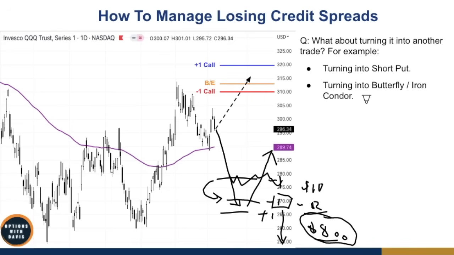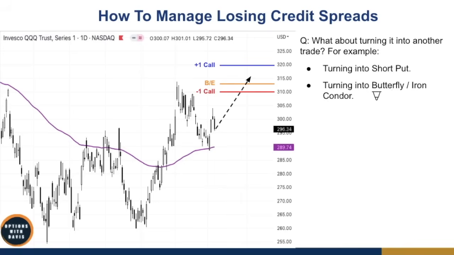Now, what about turning it into a butterfly or an iron condor? This is slightly different from the short put, because with the short put, you have turned a defined risk trade into an undefined risk. By turning it into the butterfly or iron condor, you're still sticking to a defined risk strategy, where there's a maximum loss, but you've changed a little bit of the dynamic.